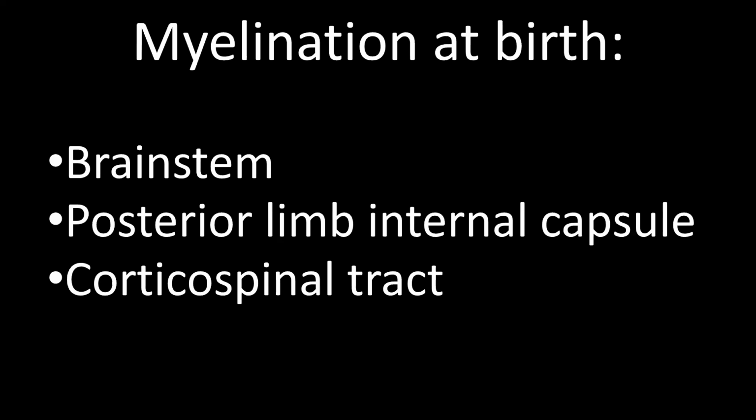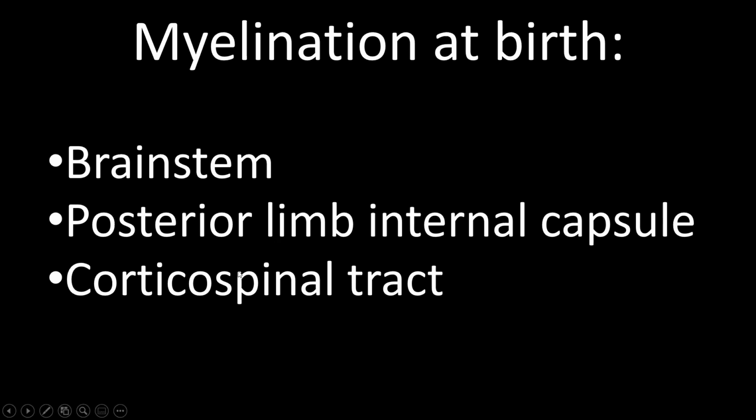So how does this process of myelination occur? This is not random. It is a structured process which has certain tendencies. Let's start with what myelination looks like in a term child, newborn, shortly after birth. In a newborn term child, we only see myelination in a couple of brain structures: in the brainstem, in the posterior limb of the internal capsule, and in the deep white matter along the course of the corticospinal tract.